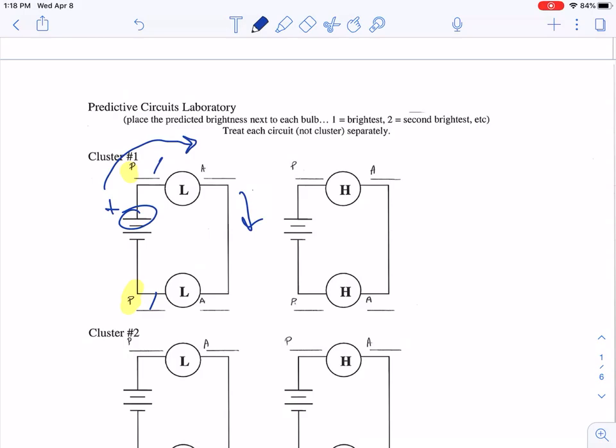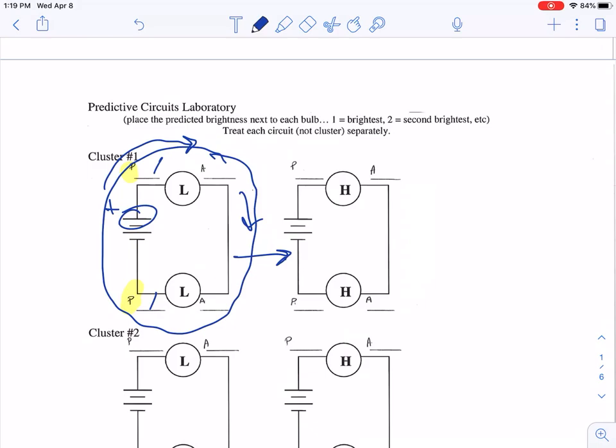Now, here's what's important. You're only comparing the brightness of the bulbs within the circuit. You are not comparing them to the brightness of the bulbs over here. That isn't the point. When you're ranking them, you're only ranking them in the context of the circuit itself, not in terms of the other one beside it. So the idea is that you're actually going to make this prediction.